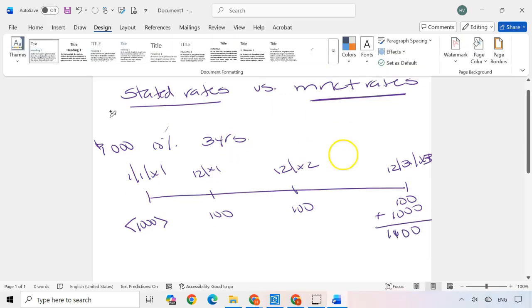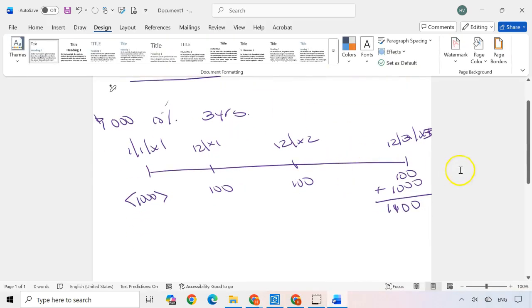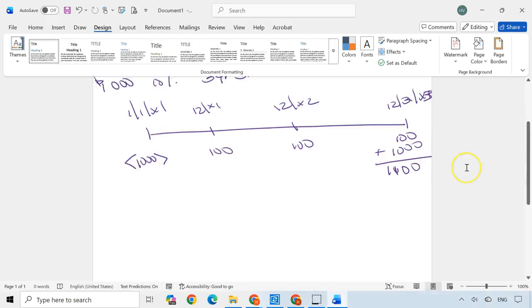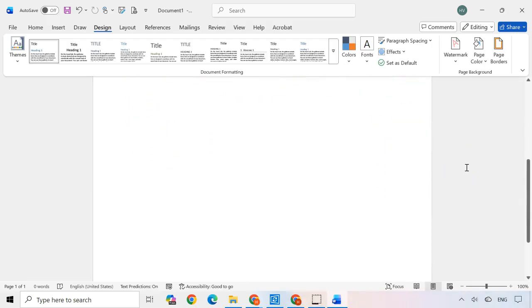When your stated rate is equal to your market rate, you're selling your bonds at par. Okay. Now let's take the same example, but the stated rate is still 10%, and the market rate, what the bonds are trading at on the market, is 12%.